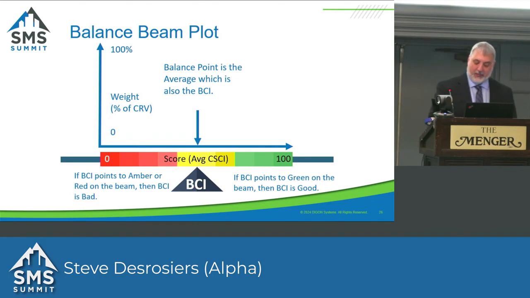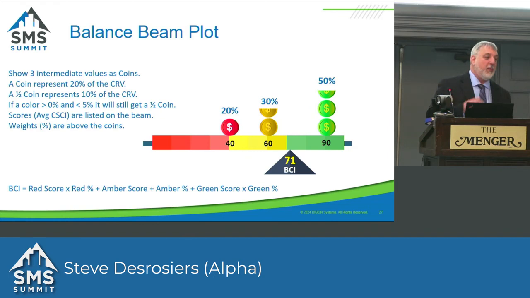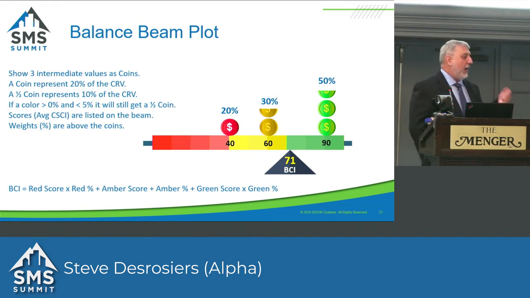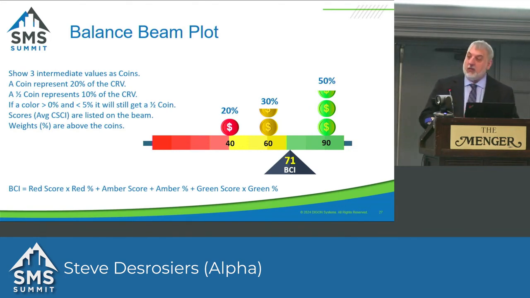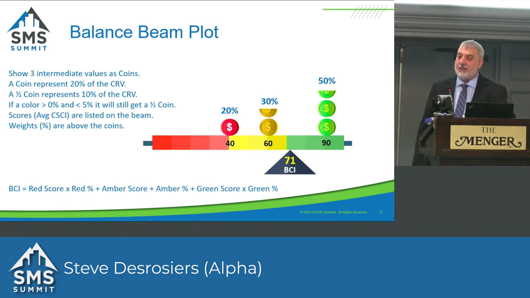Now, onto this beam, what we did is we placed coins, right? Because we want you to remember that your weight is based in dollars. What are the replacement costs of all those sections? So we've got our green coins stacked up in the green region, the yellow ones in the yellow, and the red ones in the red. Their score, their intermediate BCI, is shown in numbers on the beam, and their percent of the total CRV is shown above the coins.